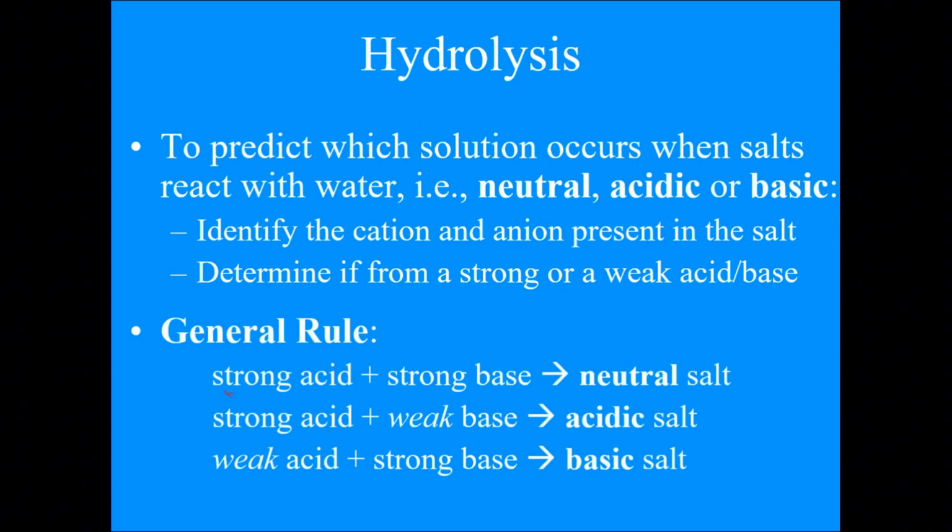If a strong acid reacts with a strong base, we get a neutral salt. If a strong acid and weak base, we get an acidic salt. If we have a weak acid and strong base, we get a basic salt. Okay? One more thing before I let you go.